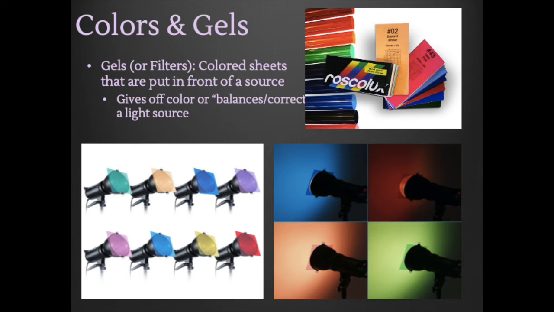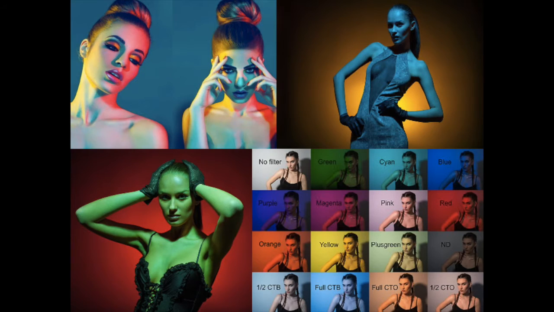Gels, or filters, are colored sheets that are put in front of a source. It gives off color or balance corrects a light source. And then fun fact for you, gels used to be made out of actual gelatin back in the day, but now we use some sort of plastic that doesn't really burn. Amazing technology. And when you're a lighting designer, you have to think about what colors will look like on different skin tones. Here's an example of a white woman, and you can see how the different lights are affecting how her skin looks under that light.